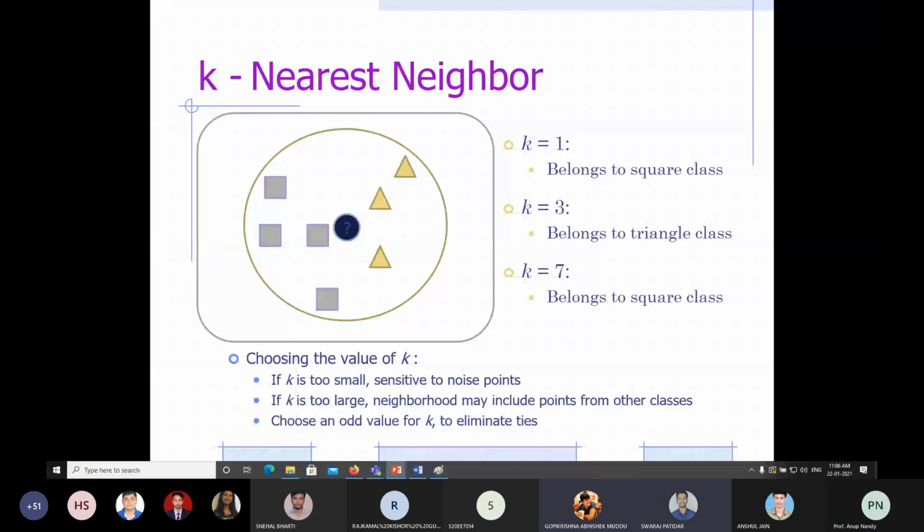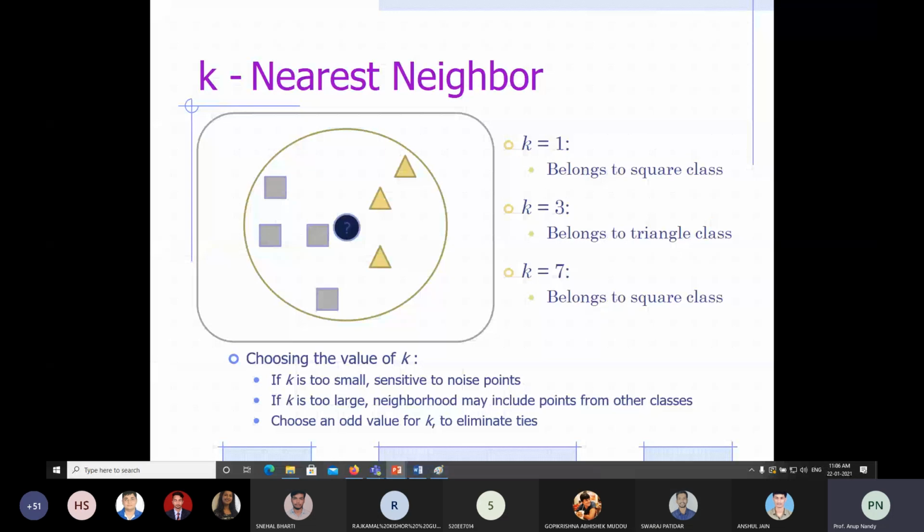Conflict may come then, if k is equal to odd also, no? No. I mean, here we are not talking about any confliction. Here, this is talking about these ties. Okay. Confliction means that there is the same number of points belonging to these 2 different classes. So this is called the conflictions.